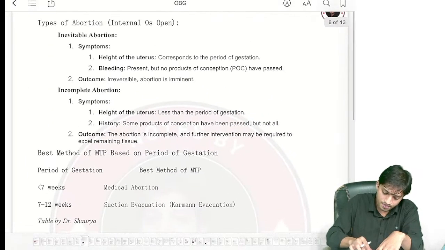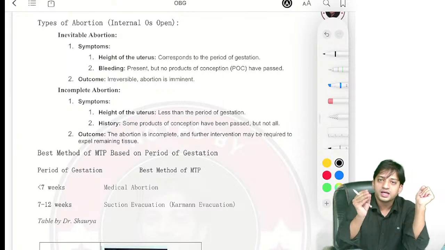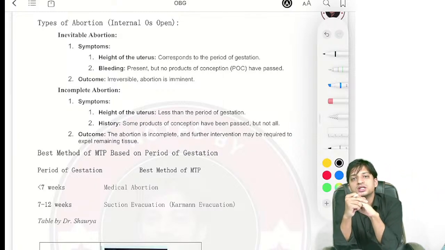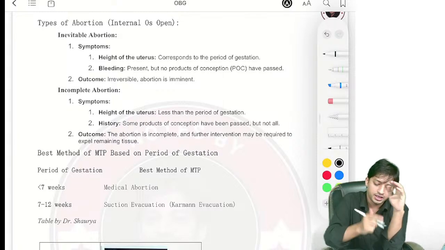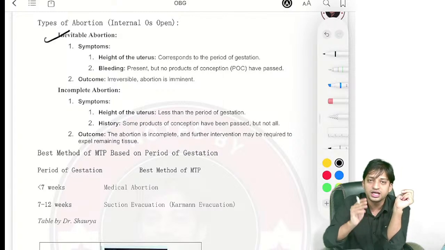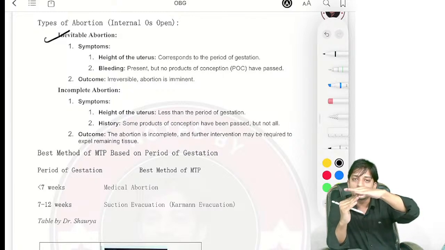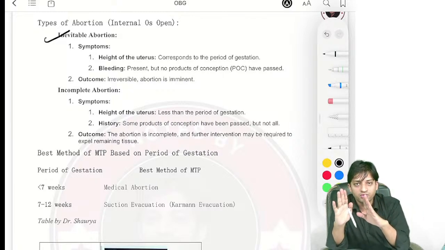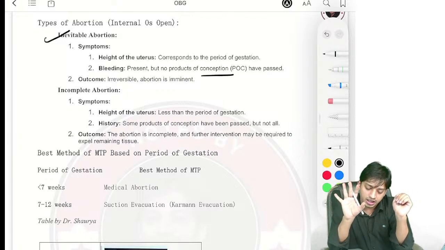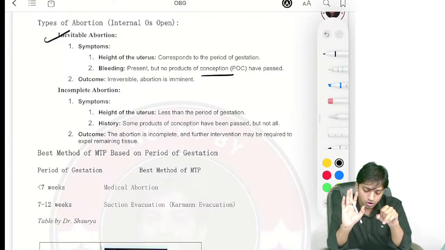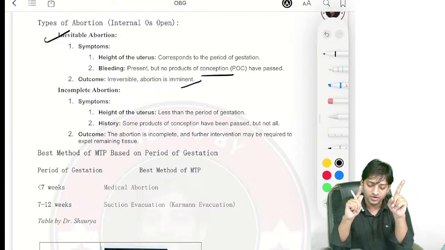Moving ahead, guys, one more type we have, that is when the internal os is open. If you see in the abortion type that the internal os has opened, then you can categorize it into two parts. One is the inevitable abortion. The height of the uterus again corresponds to the period of gestation. Bleeding will be present, but no products of conception have passed out, but the abortion is inevitable. Now you cannot stop it. It is irreversible. So abortion is imminent in case of inevitable abortion.